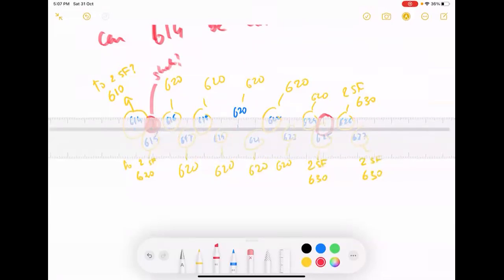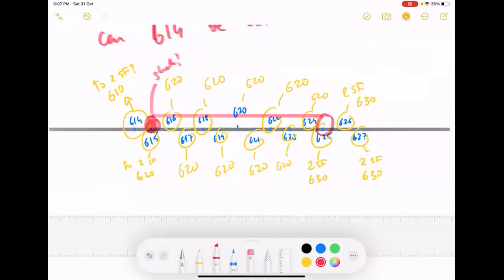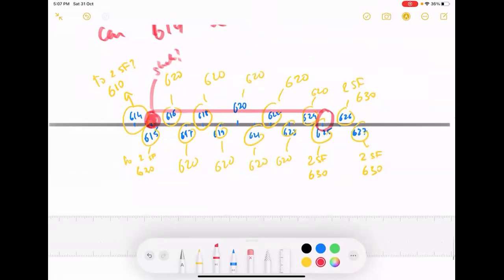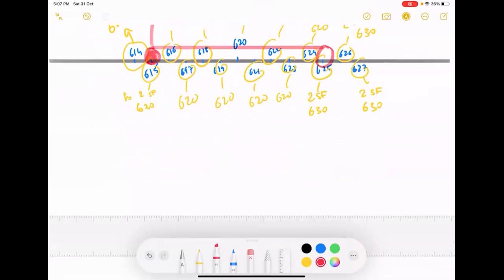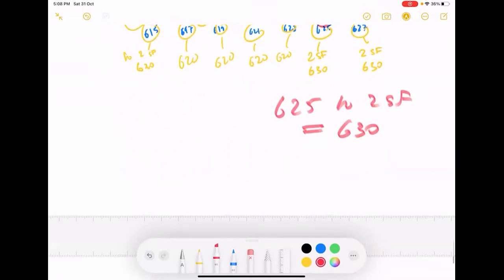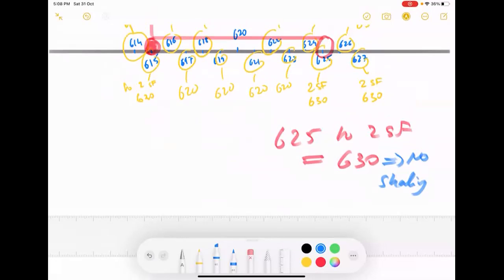Then, okay, do a line here. Shall I shade 625? 625 to two significant figures equals 630. So don't shade it. No shading. Did you get me? Did you get it, Amani?